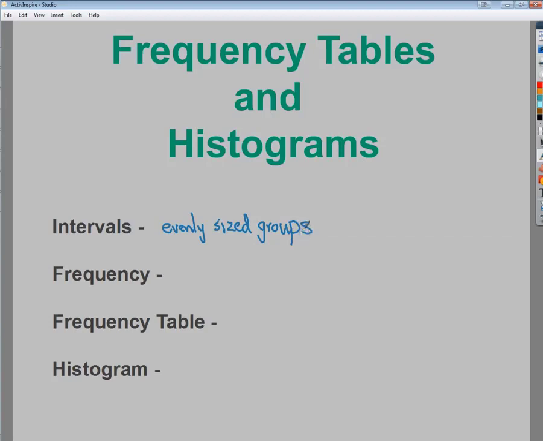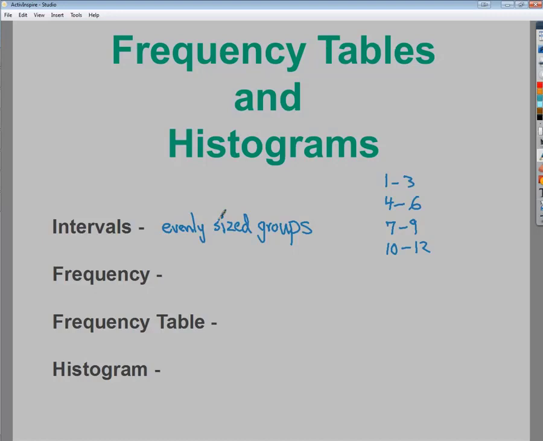If I were to do say 1 through 12 or something, I may say how many numbers in that group fall between 1 and 3, and then 4 and 6, and then 7 and 9, and then maybe 10 and 12. So those would be my intervals. I'm breaking it into groups of equal size. In most cases they're even. Occasionally they're not, but that's how it works.